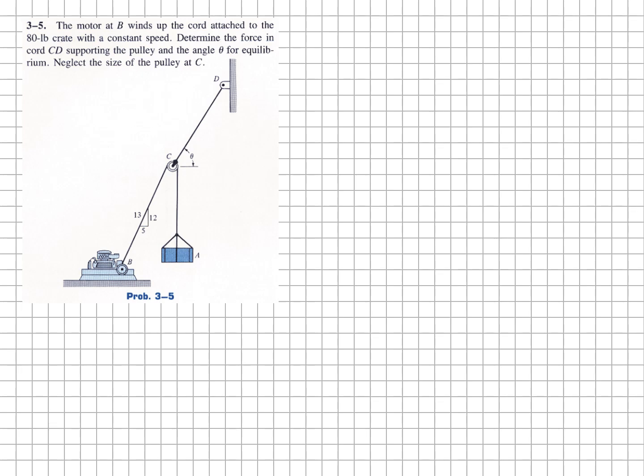This example has a motor that is winding up a cord attached to an 80-pound crate at a constant speed. We need to find the force in the cord CD supporting the pulley and the angle for equilibrium.